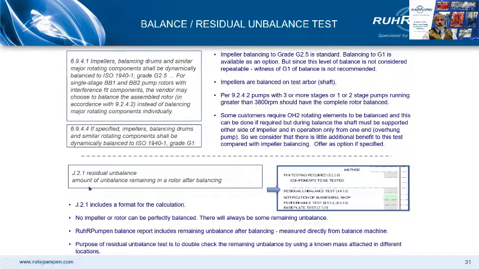Finally, residual unbalance test. Not really necessary. The balance report that you get for any dynamic balancing that's been done includes the residual unbalance on that form, on that record. So the residual unbalance test would just be a double check of the original balance test.